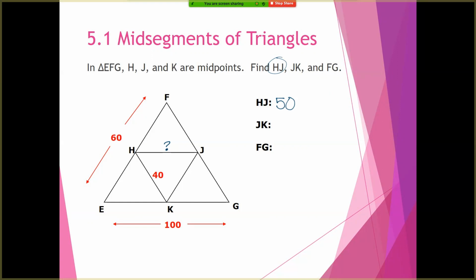The next one asks me to find JK. Well, if I look at JK, JK is in the middle. It is another midsegment. It's right here. What is the base to JK? So keep in mind the base isn't necessarily the bottom in this case. It's whatever JK is parallel to. So JK is parallel to EF, which is 60.